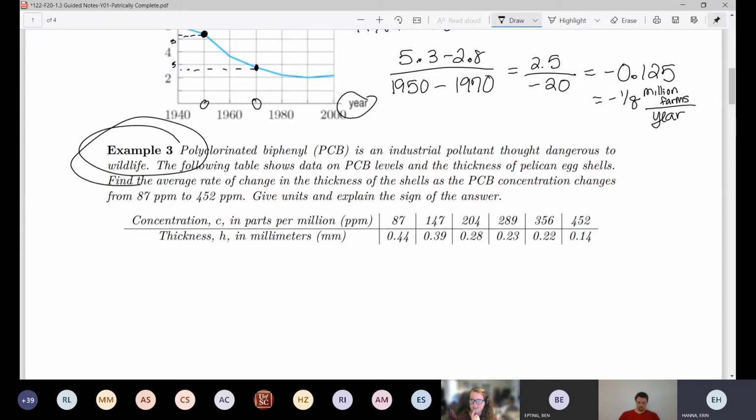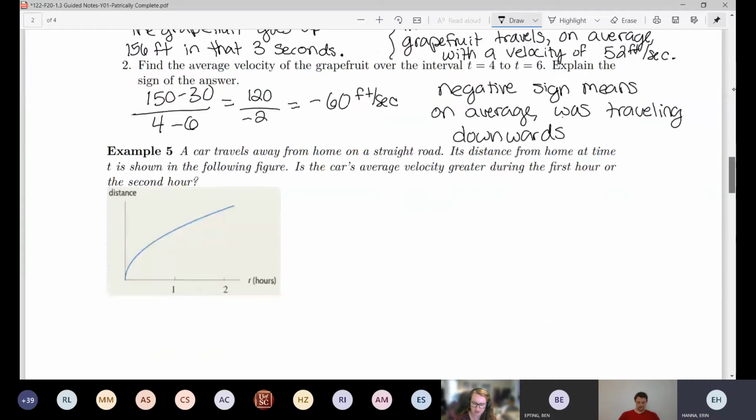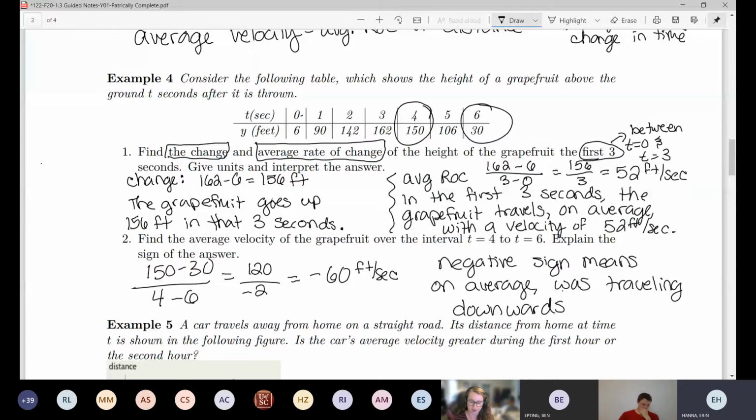Now, I had skipped this example 3 for the sake of time last time, and again, for the sake of time, I'm going to skip it again. It's just calculating the average rate of change between these two data sets. So if you want to look at the final completed answers on Blackboard to get yourself some extra practice, go right ahead. But I'm going to skip it for sake of time so we can finish 1-3 and get to 1-4.